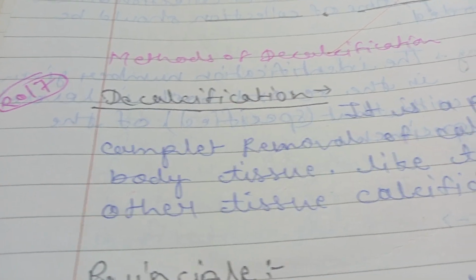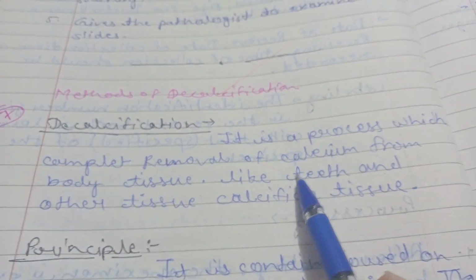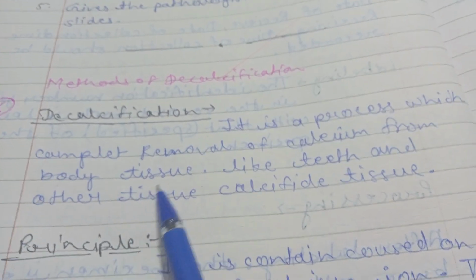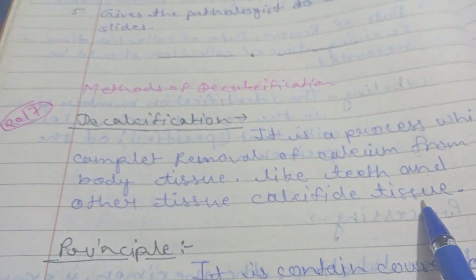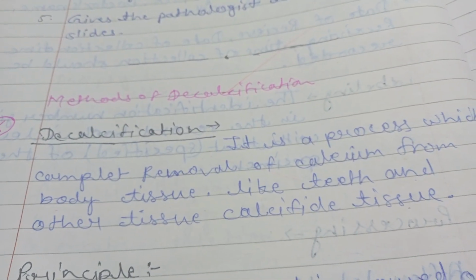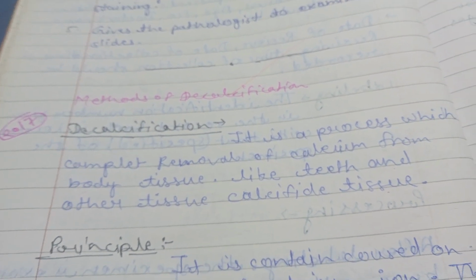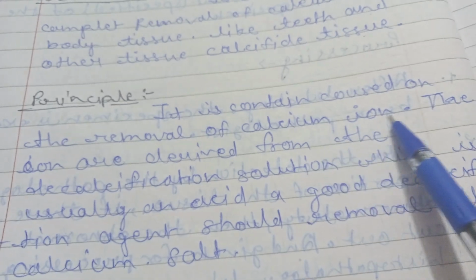Decalcification. Decalcification क्या है? It is a process which completes removal of calcium from body tissue like teeth and other calcified tissue. Decalcification कैल्शियम को टिश्यू से रिमूव करने के लिए किया जाता है. Principle: it is based on the removal of calcium ion.